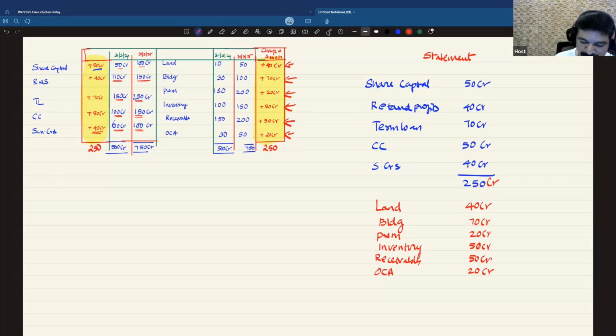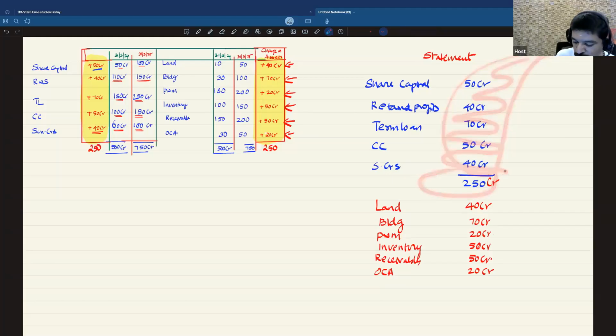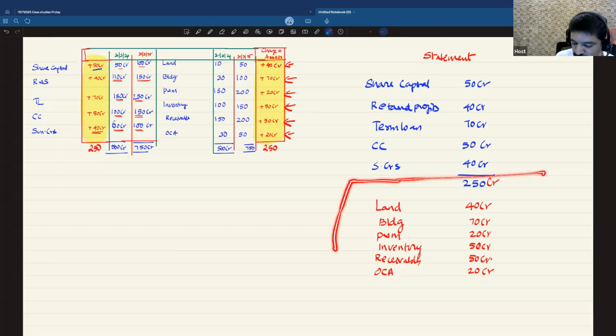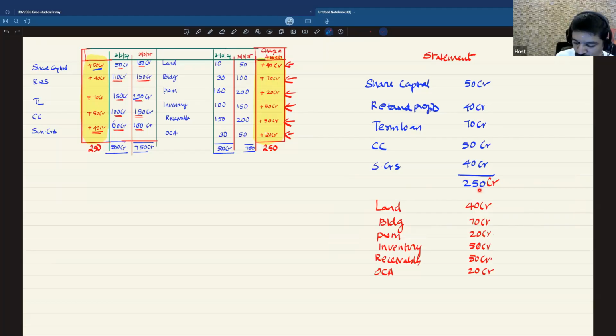You are literally seeing the waterfall because the money flowed into this company during the year through share capital, retained profits, term loan, sundry creditors, and it became like a dam. So imagine this is the dam, and these are all the shutters. So this 250 crore has actually flown for land, for building, for plant and machinery, for inventory, for receivables, for other current asset.